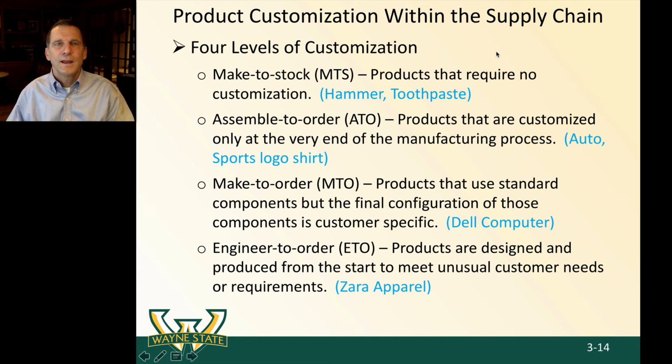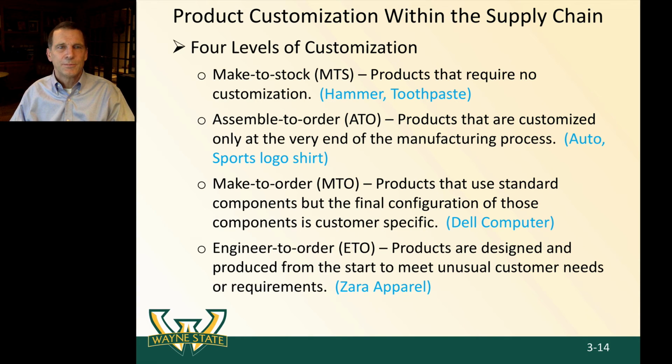There are 4 levels of customization that you need to understand for this course, and they run in a kind of continuum, like we did with volumes and so forth in the prior discussion. So the customization levels go from highly standardized, make to stock, MTS, and these are products that really have no customization. We build them to a certain specification, and they are what they are.